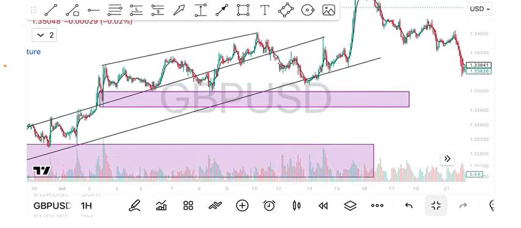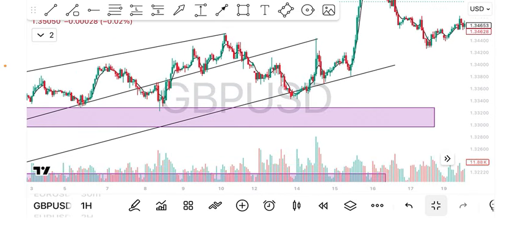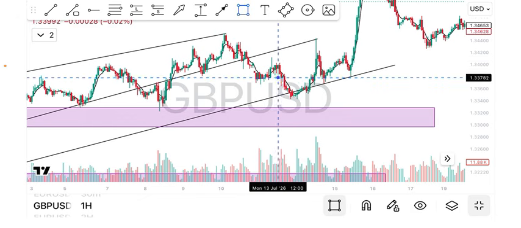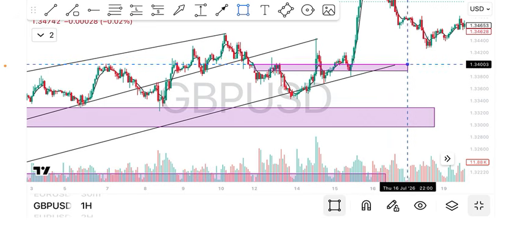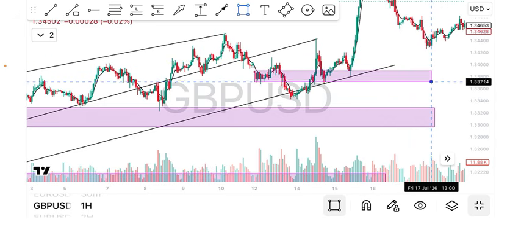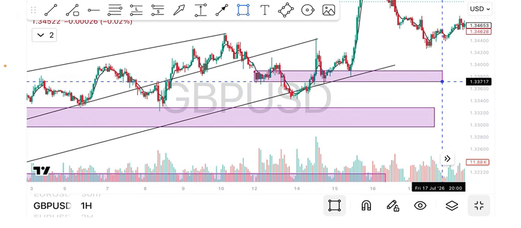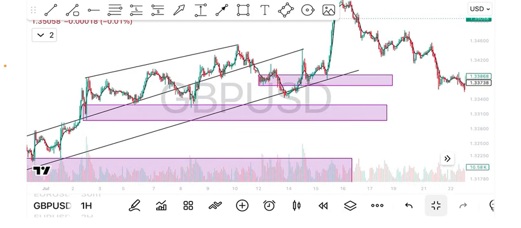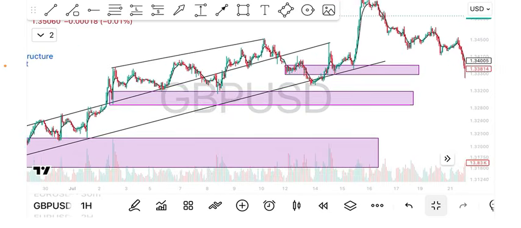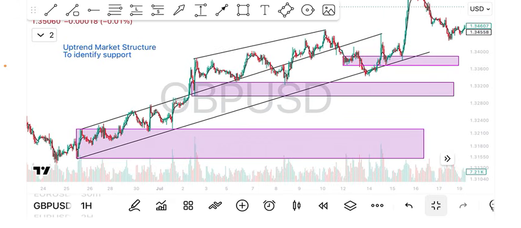Let me zoom so we can see clearly, right? Our next support is going to be coming out from this level. So currently we have already picked three important supports on this bullish trend.